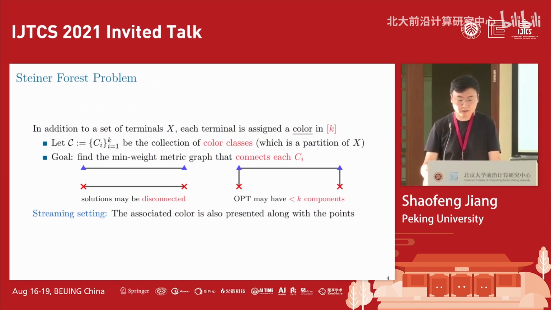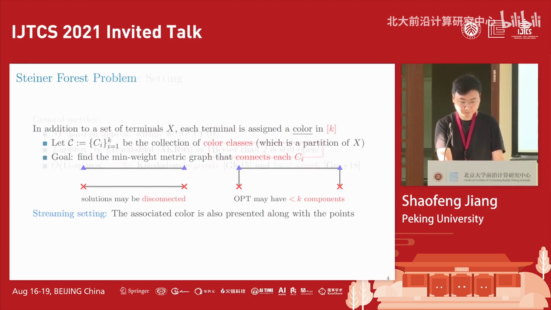And in the streaming setting, the associated color is also presented along with the points. So in our setting, the standard forest problem, we know this k in advance, and along with the point stream, we also learn the color of each point. So that's the setting, and we want to find an approximation algorithm for this geometric Steiner forest in the streaming setting.